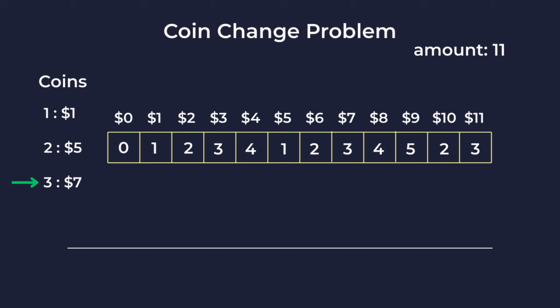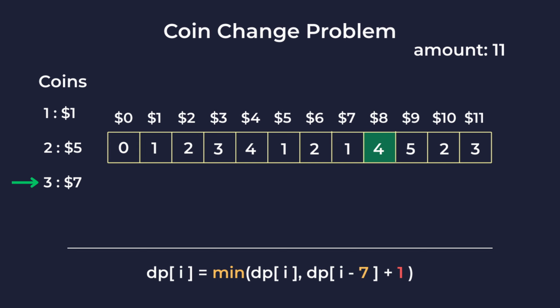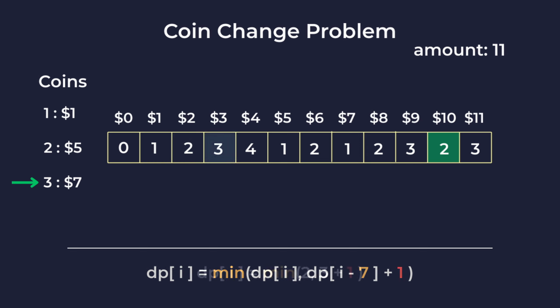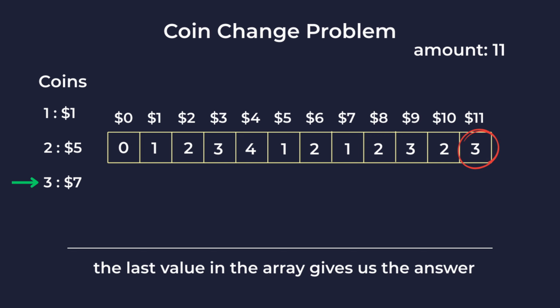Then we use coin value 7. Start at index 7. For amount 7, just 1 coin is enough. Moving forward, we update each amount by choosing the minimum number of coins possible. At the end, the last value in the array gives us the answer. In this case, it's 3.